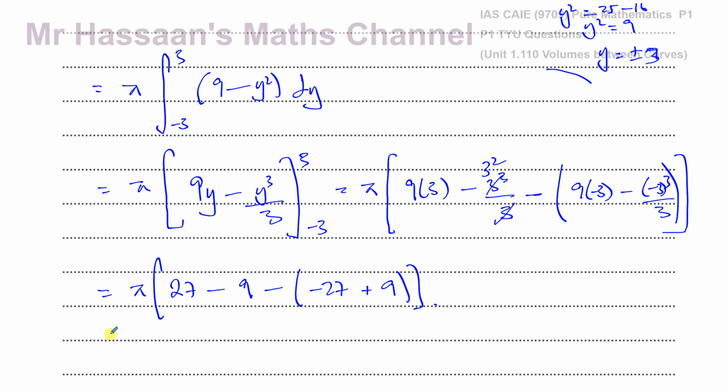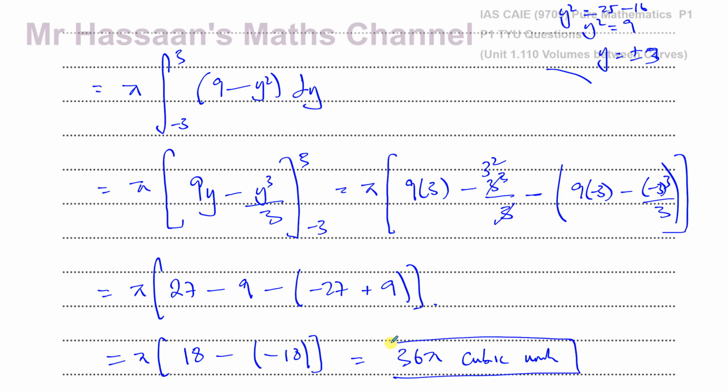So from this, we're going to get pi times 27 minus 9 is 18. Minus, and minus 27 minus 9 plus 9 is negative 18. So we end up with 18 plus 18, which is 36. So 36 pi cubic units. So there we have the answer to the question.